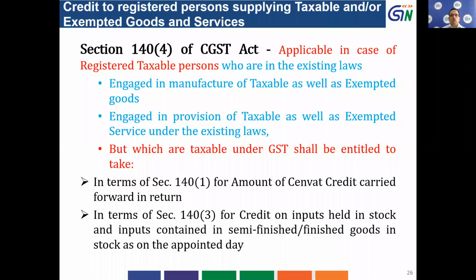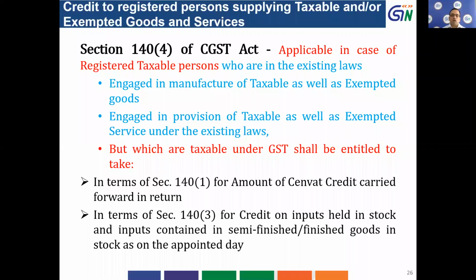So it may happen that that particular taxpayer has migrated into the new regime. So what about his input tax credit? A registered taxable person who was, in the existing tax law, manufacturing taxable as well as exempted goods, or supplying taxable as well as exempted supply, but all these are taxable under the GST regime, shall be entitled to take credit in terms of section 141 for the amount of Cenvat credit carried forward in the return. So whatever is carried forward in his return, he will be entitled to that credit as per section 141. And whatever is the credit on inputs which are in his stock, or inputs contained in semi-finished or finished goods, he is entitled to that credit under section 143.